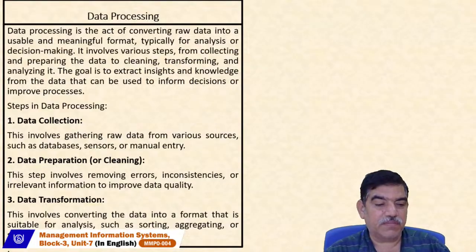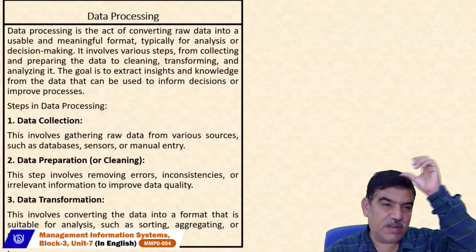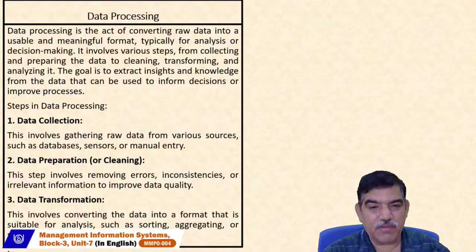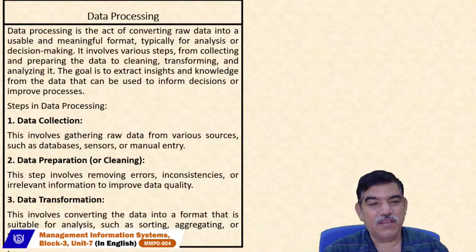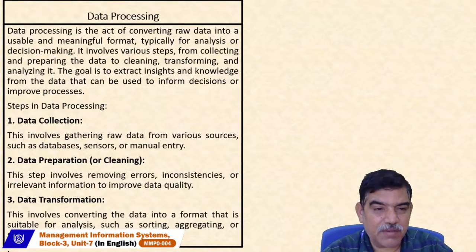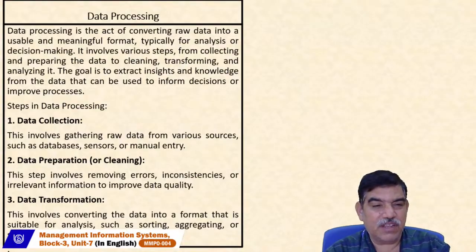Steps in data processing. There are various steps for data processing. Number one, data collection. This involves gathering raw data from various sources, such as databases, sensors, and manual entry. So, the first job in data processing is data collection. We can collect from different sources, such as from a database, maybe it is sensor data, maybe manual entry. If a data entry operator enters the data into a server, it is called server data or a database, and it is easy to retrieve the data from the database.